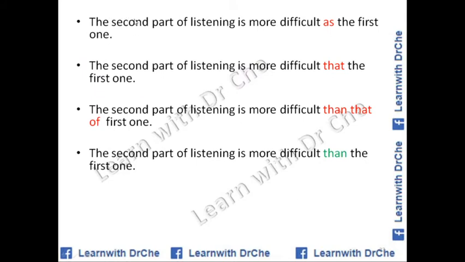We are talking about common mistakes with comparatives. The second part of the listening is more difficult as the first one. We are making a comparison here, so we cannot use "as" in this sentence. The only correct form here is "than". The second part of the listening is more difficult than the first one. The second part of listening is more difficult than the first one? No, it is wrong. Is more difficult than that of first one? No, it is also wrong. We only use more difficult than the first one.